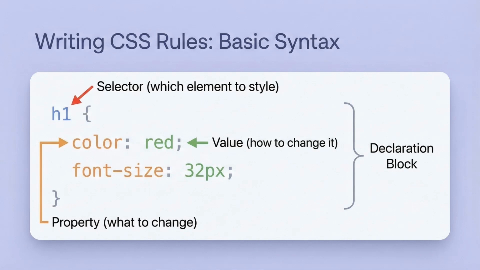Let's break down the anatomy of this rule. The selector tells the browser which HTML element to apply the style to. The property is what aspect of that element you want to change, its color, size, spacing, and so on. The value is the specific setting for that property. Together, the property and value inside the curly braces form what's called the declaration block. Every CSS rule you write will follow this exact pattern.